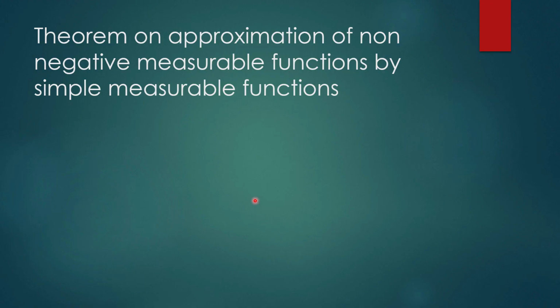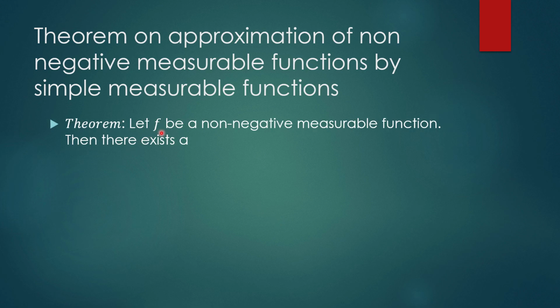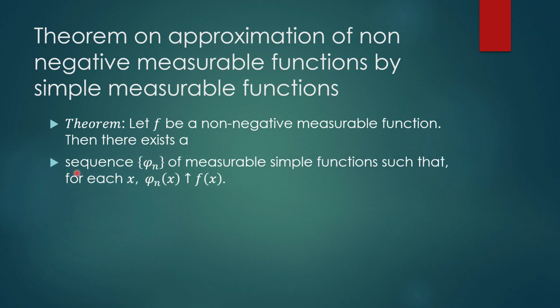Let us see the theorem. Let f be a non-negative measurable function, then there exists a sequence phi n of measurable simple functions such that for each x, phi n(x) is monotonically increasing and converging to f(x). Alright, so that is the statement of the theorem. Every non-negative function can be approximated by a sequence of simple measurable functions.